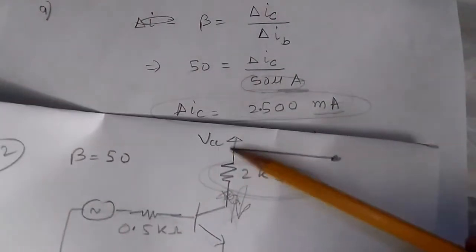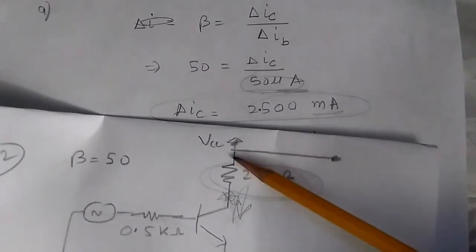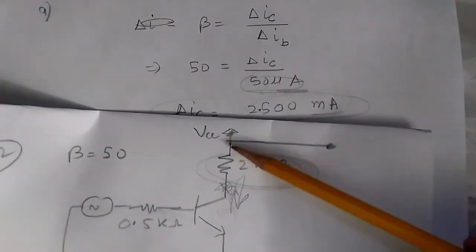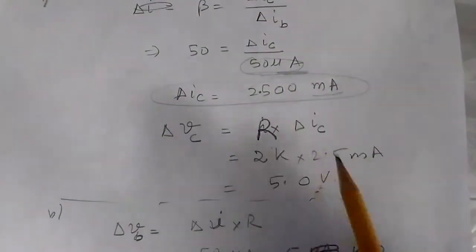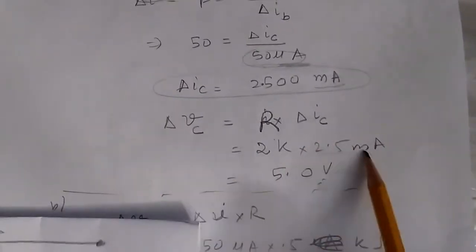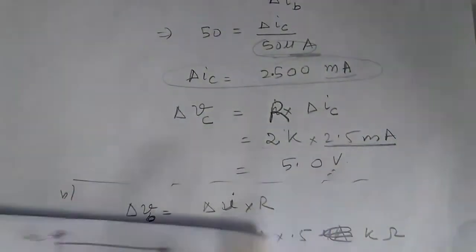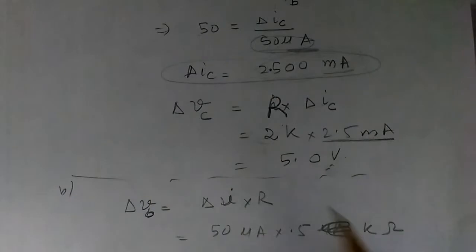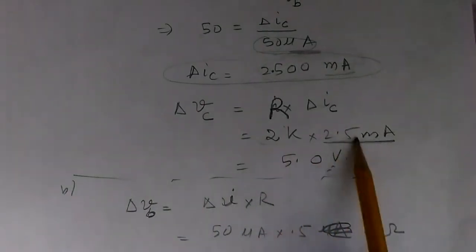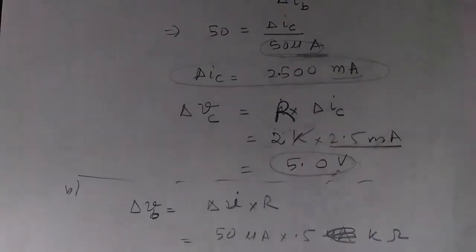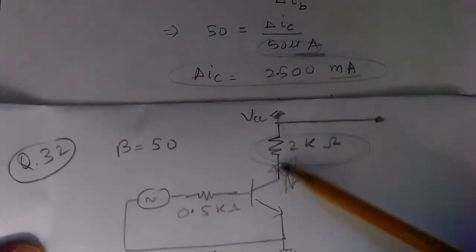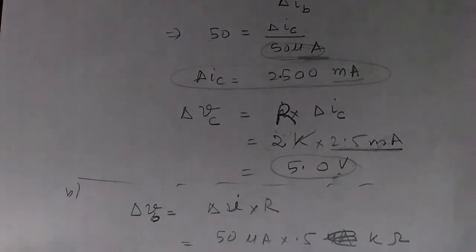Now the change in the collector current, if this is tied to some voltage, there will be some voltage drop across this output resistor, and that will be given by this resistor R multiplied by delta IC. The change in the voltage across this resistor will be resistance multiplied with the change in the current, and we have connected a 2K resistor on the collector. That will be 2K multiplied by 2.5 milliampere, or 2.5 into 2 is 5. K and milli cancel each other. So there will be a change of 5 volts across this resistor with this much change, 50 microampere, in the base current.